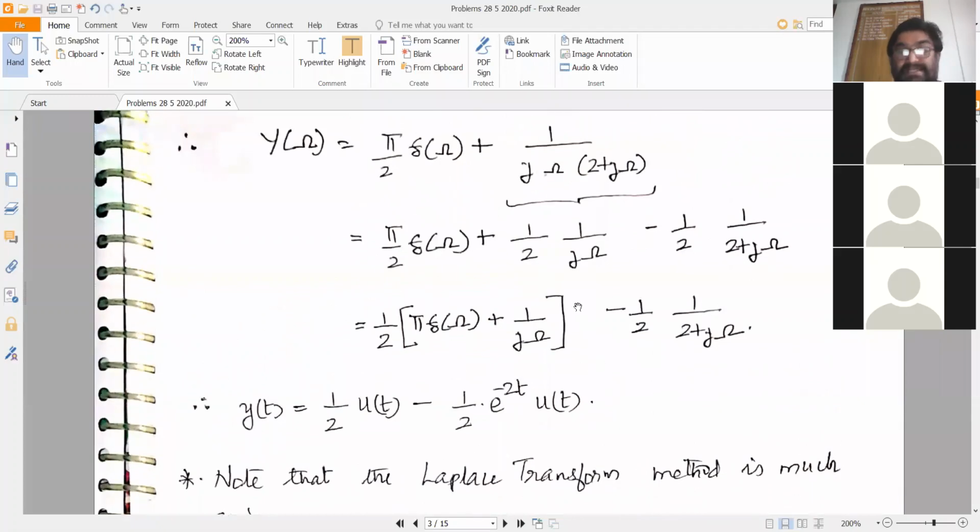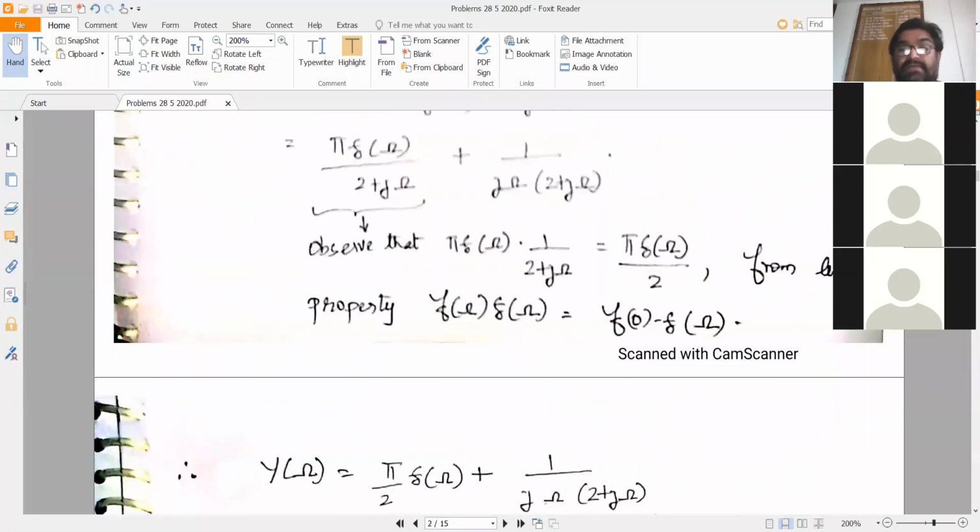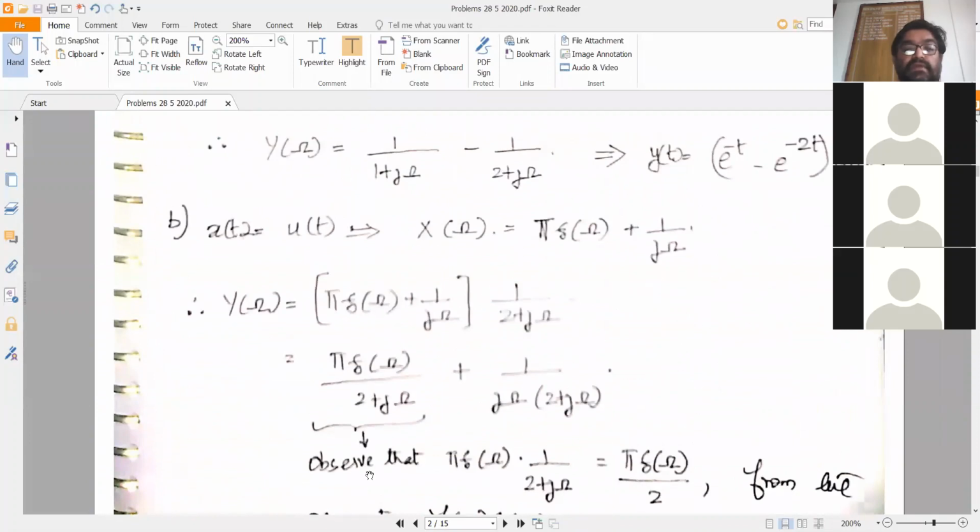So now you see that this problem is somewhat cumbersome. Why? Because for the input x of t you had this function u of t, and x of t has a Fourier transform given by pi delta omega plus 1 by j omega, whereas its Laplace transform was just 1 by s. Laplace transform of u of t is just 1 by s, whereas the Fourier transform of u of t is pi delta omega plus 1 by j omega. So now this will complicate matters.